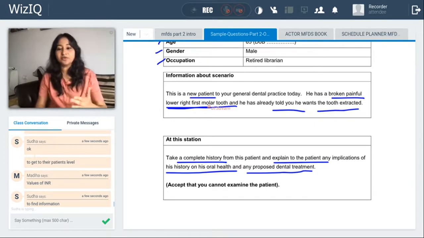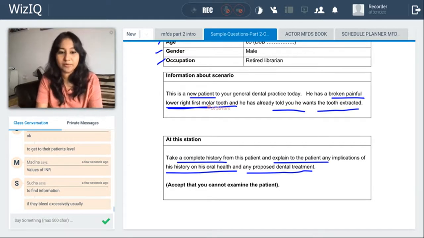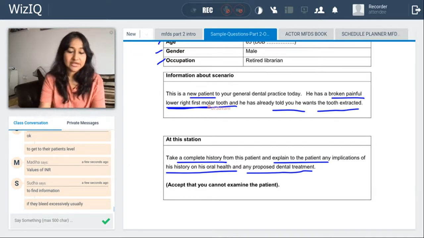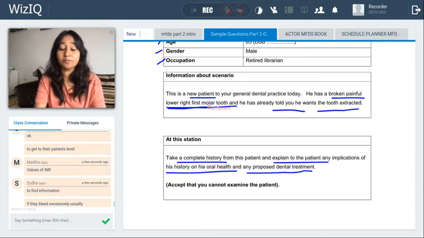So when you have asked about the medical problem, if they are having any bleeding disorder, they would probably tell you. Yes, yes. So it is very important that you get to know whether the patient is having any bleeding or clotting disorder. So what will you be asking the patient? You can ask if they have had previous dental treatment or any extraction done.